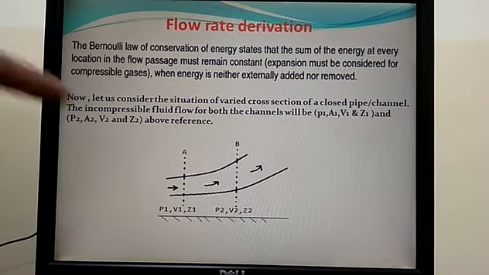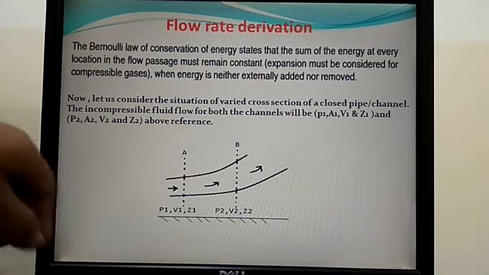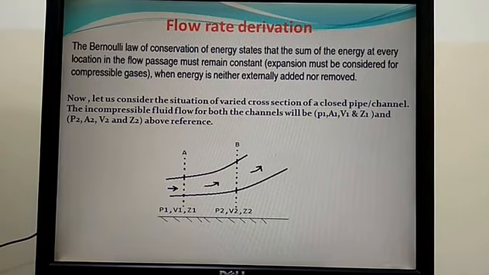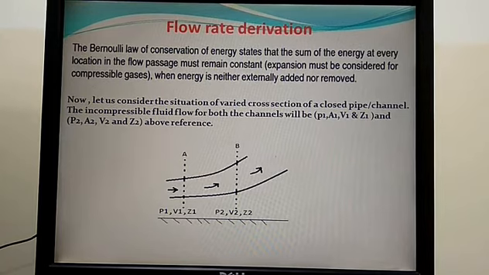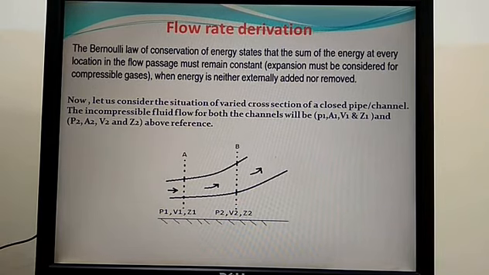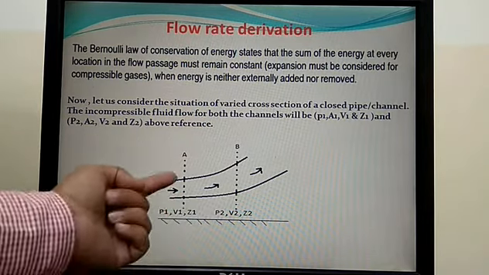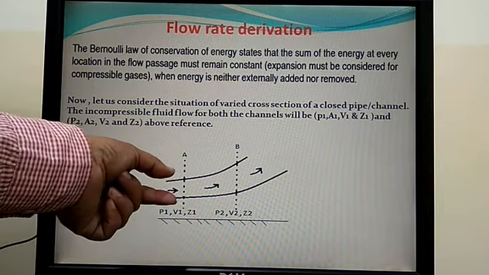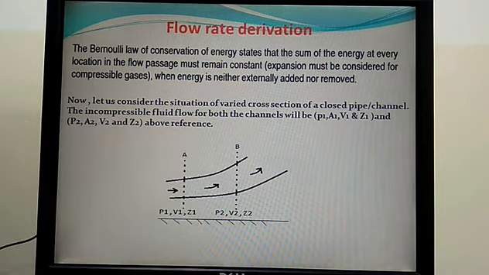These are the two different cross-section areas. This is P1 and Z1, and that is P2, V2 and Z2. These are the two different cross-section areas of our shown diagram. So we will get different flow here and different flow here, because the cross-section area here is smaller than that of the cross-section area of this portion A and B.